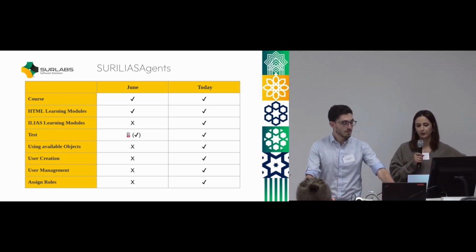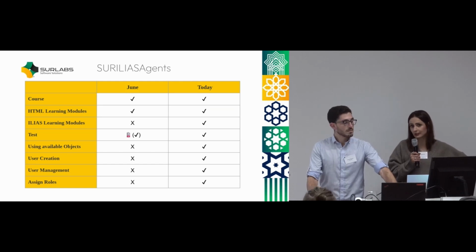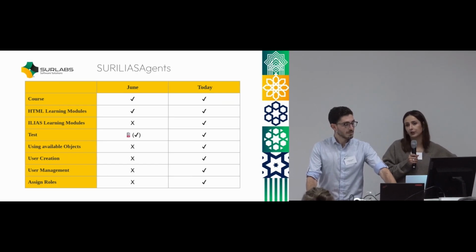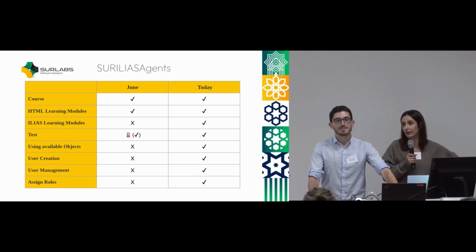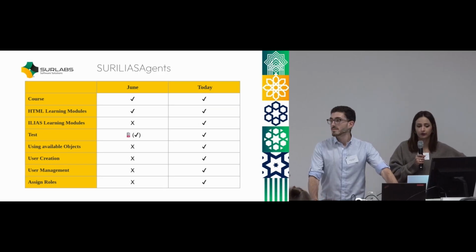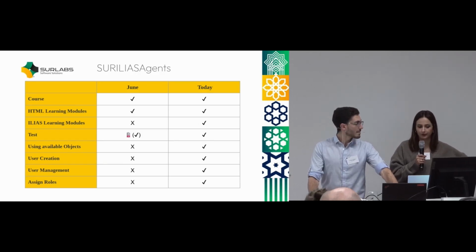And if you're not happy with the ILIAS learning module, for example, which the agent created, you can say, okay, I'm going to modify it afterwards. Or if you're not happy with the HTML learning module, you can say, okay, I wanted to have it more colorful or whatever. So you can modify all the things later. You can put some questions into the learning test. Yeah, so you can do a lot of things.